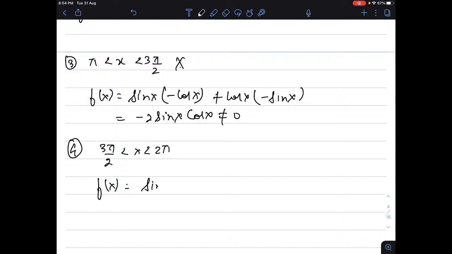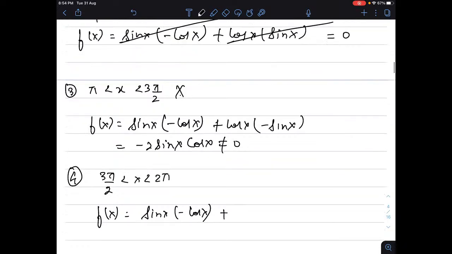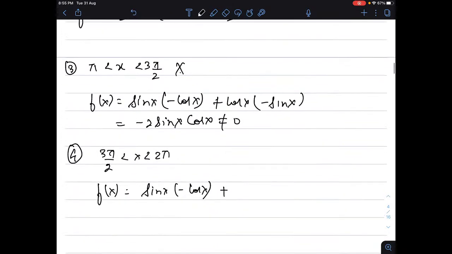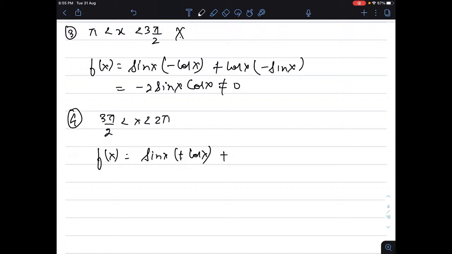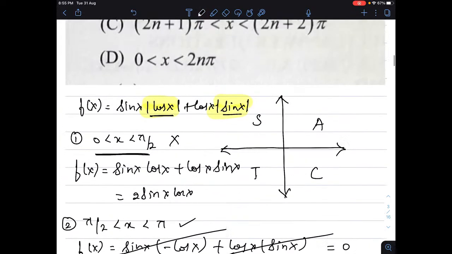So the first mod will be opening with a negative sign over here. And in the second mod, the cos is positive, so it will be opening with a plus sign over here. And the second mod will be opening with the minus sign over here. So this will become sin x cos x minus sin x cos x, that is 0. So even the fourth quadrant is part of our solution. Fourth quadrant is part of our solution.